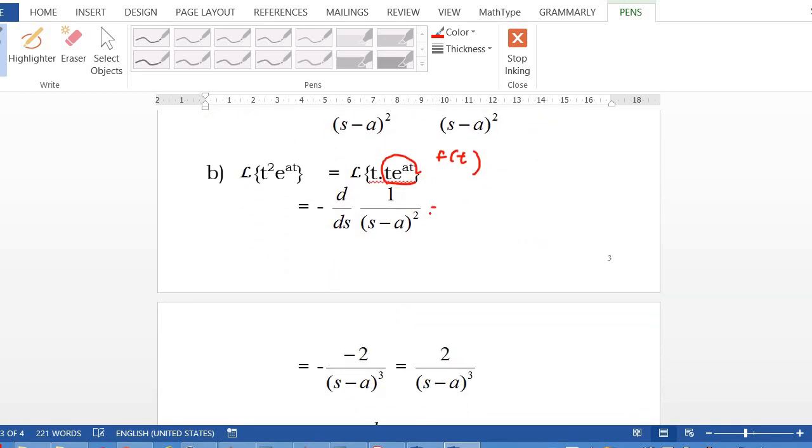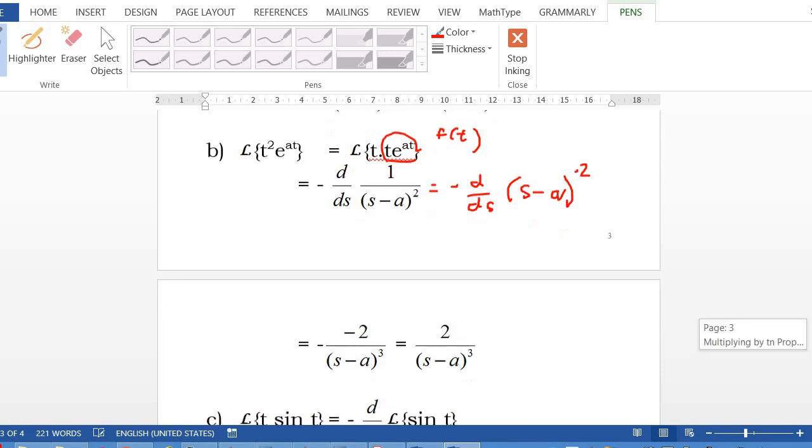Okay, and then we make it negative d/ds of (s minus a) to the power negative 2. For differentiation, the power is multiplied in front, so negative times negative 2, you have positive 2, then (s minus a) to the power negative 2 minus 1 more. So the power negative 3 is actually 1 over (s minus a) to the power 3. And your d/ds of s is 1. That's why the result is 2 over (s minus a) to the power 3.